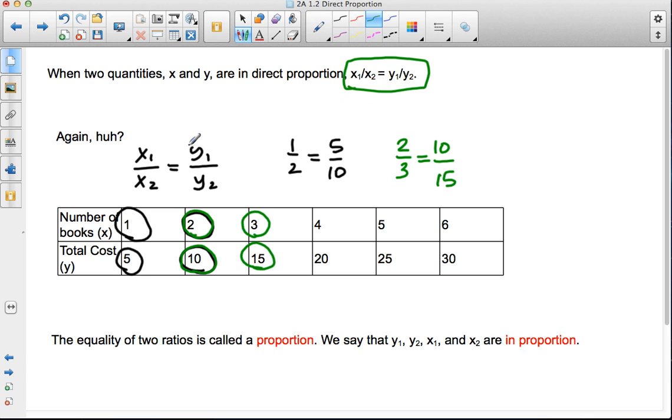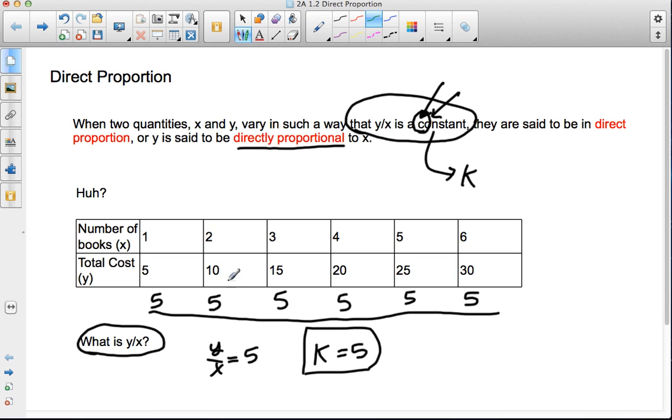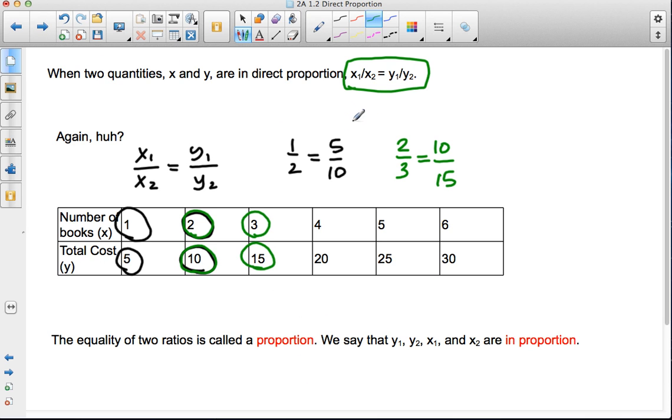So we have two different ways to check whether a set of values is in direct proportion. We can check by x1 divided by x2 and y1 divided by y2, or we can also find the constant. So two different ways to check for direct proportion. The equality of two ratios is called a proportion. These are set up as proportions. We can say that y1, y2, x1, and x sub 2 are in proportion.